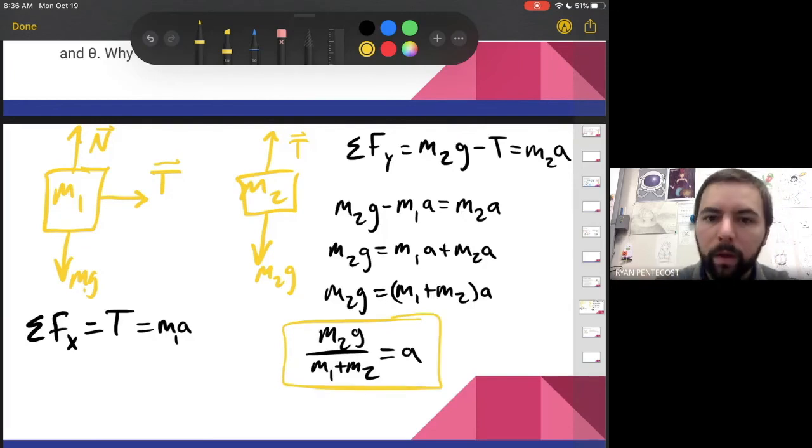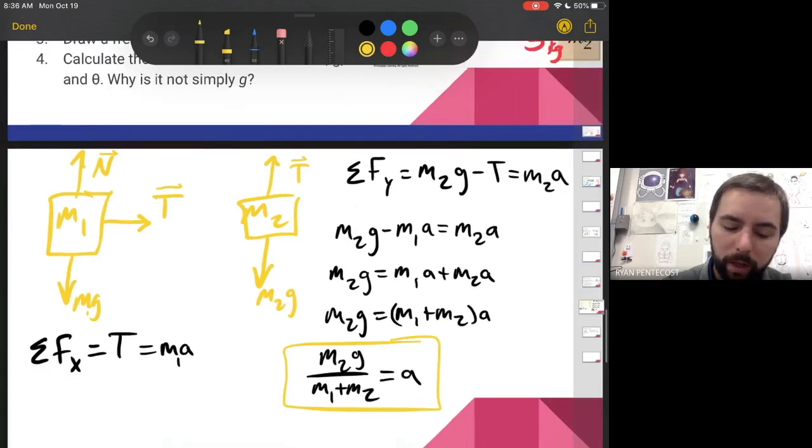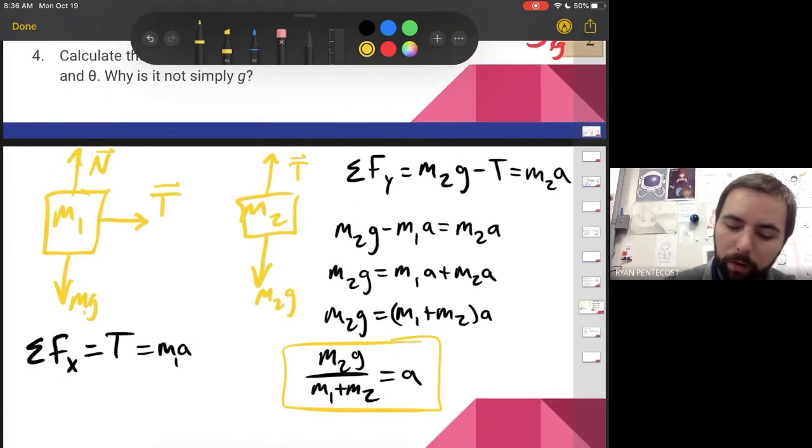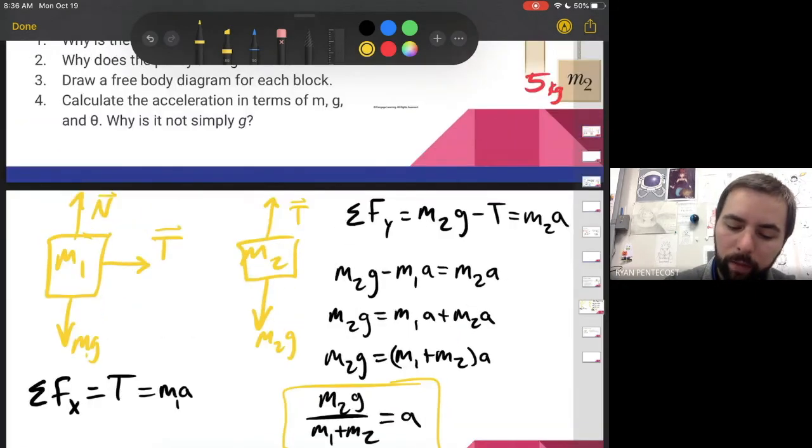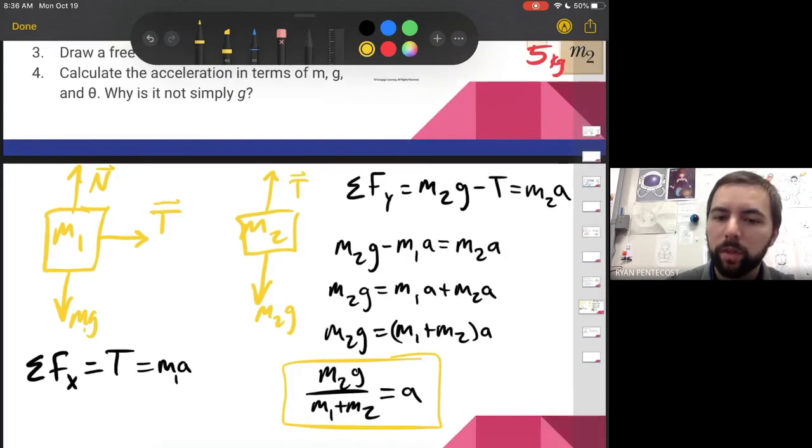Now, why is that not simply g? You would think, since it's all frictionless, that m1 is just going to slide right towards the pulley. You would think that the acceleration should be g, because the only force is m2g, and it's just being pulled downward. So why is acceleration not g?